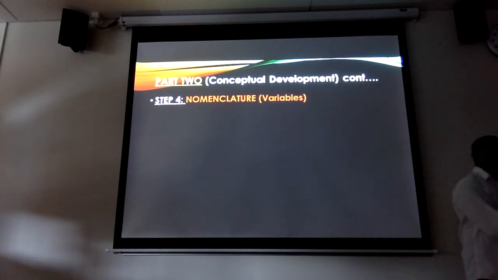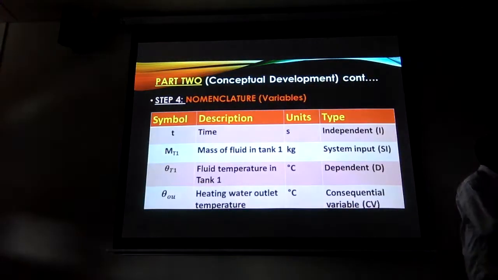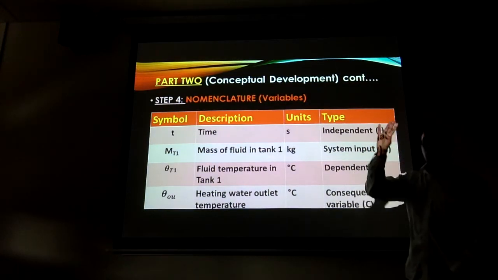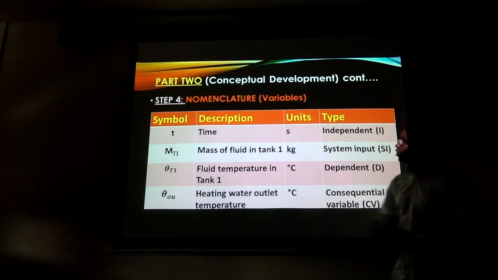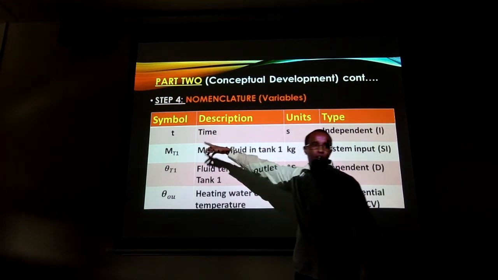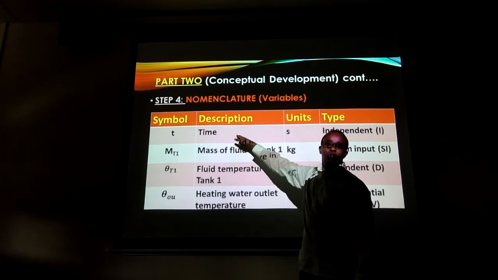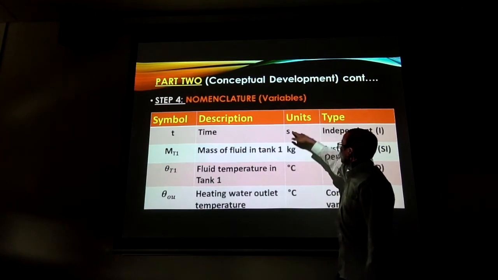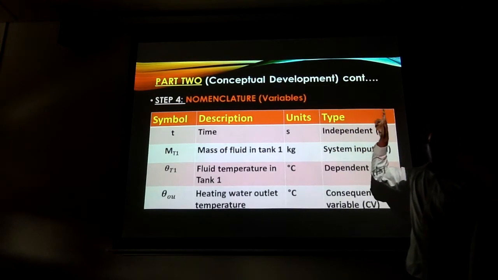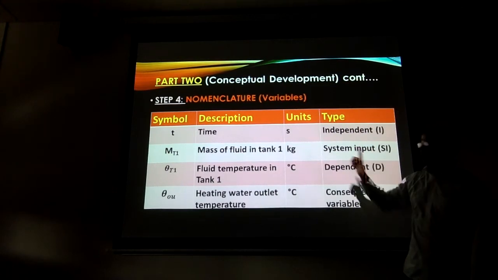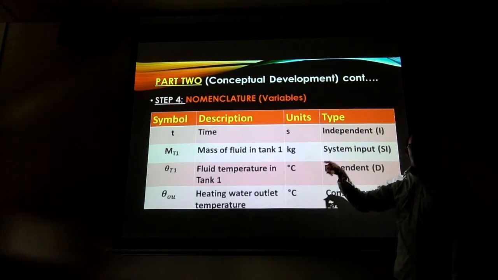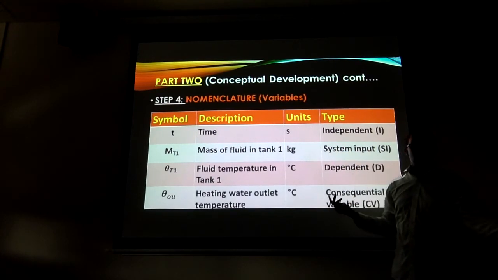Okay, next, step 4 is the nomenclature for variables. You list your variables, so you've got 4 columns. For example, the first one is the symbol T for time. You've got your description, which is time, your units, seconds, and your type, independent variable. It's like X: if Y is equal to mx plus C, then X is your independent variable.